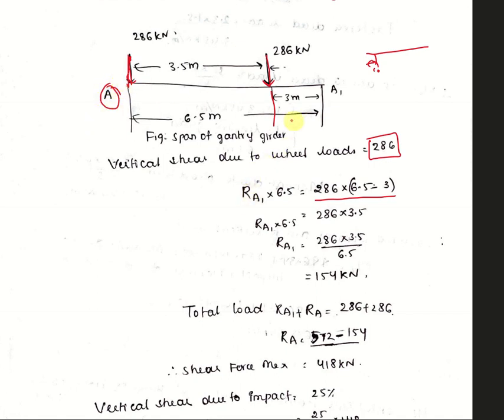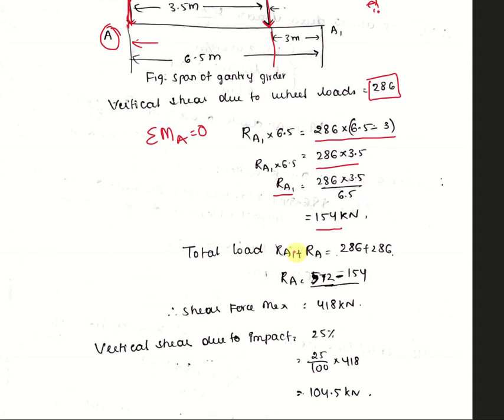So assuming it as a simply supported beam again, we have to calculate the moments about point A, which is 0. Sigma MA is equal to 0. So RA1 into 6.5 is equal to 286 into the distance, which is 6.5 minus 3. So we get RA1 as 1.154 kilonewton upon calculating.